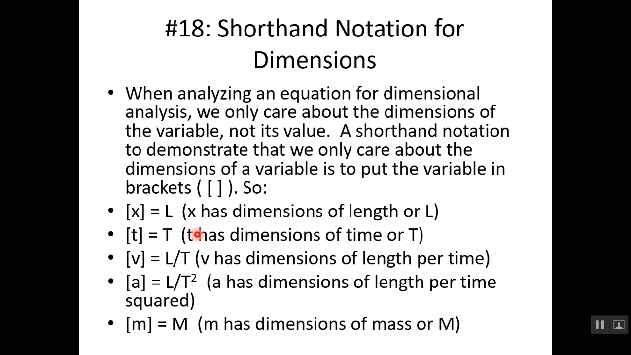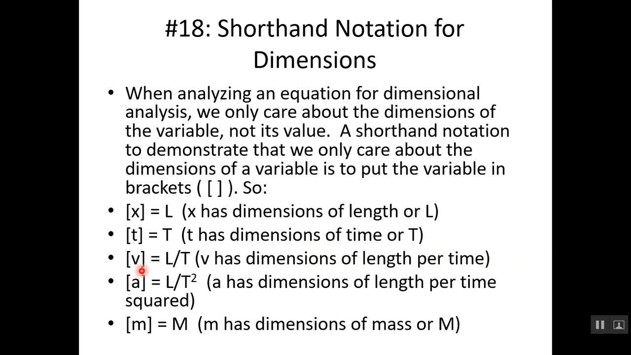There's a shorthand notation to notate that you're just talking about the dimensions of the variable itself. Not what the variable is, just what its dimensions are. So you put a bracket around the variable, and that just means I don't care what the thing is. All I care about is what its dimensions are. So if you put a bracket around x, the dimensions of x is length, right? So we represent that by an L. If you put a bracket around the t for time, we mean the dimensions of t is time, which we represent by a capital T. The dimensions of t is capital T.